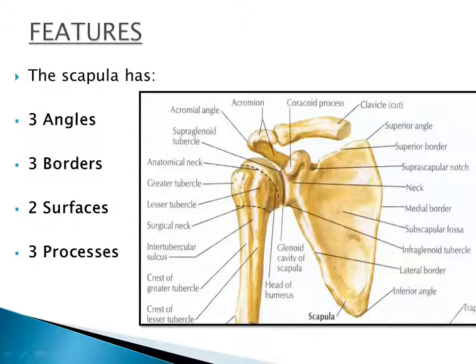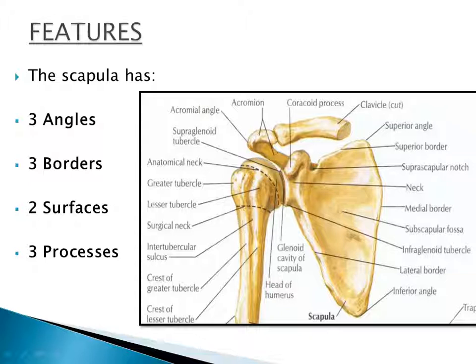The scapula has three angles. The end points, they are called as angle. So this is lateral angle, superior angle, and inferiorly there is inferior angle. It has how many angles? Three angles: lateral angle, superior angle, inferior angle.